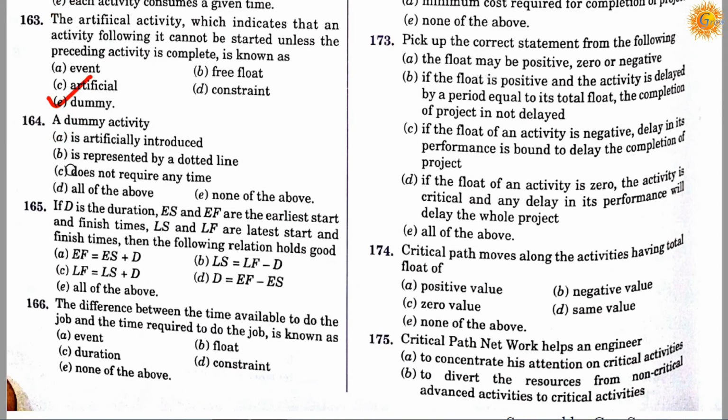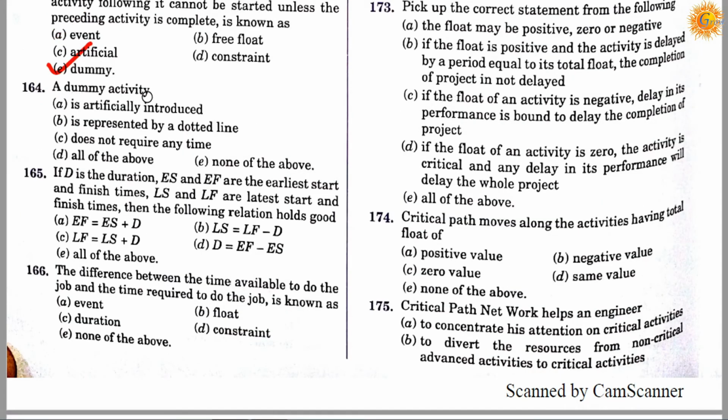Question number 164. A dummy activity is: option A, artificially introduced; option B, represented by a dotted line; option C, does not require any time; option D, all of the above; option E, none of the above. So the correct answer is D. A dummy activity is artificially introduced, is represented by a dotted line, and does not require any time. All of the above.